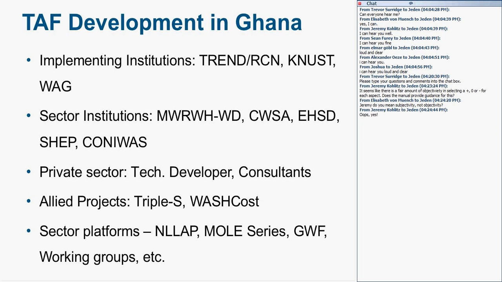We also included NGO practitioners in the WASH sector under their umbrella organization called CONIWAS. We also involved private practitioners, particularly those who are involved in technology development and consultants. Again, we had collaborations with other projects that were working on sustainable WASH delivery, including the WASH Cost project and the Triple S project. To reach out to the general sector within Ghana, we also shared a number of times on different platforms within the country, including the National Level Learning Alliance platform, the Mole Conference Series, Ghana Water Forum, and other special meetings. Next slide.